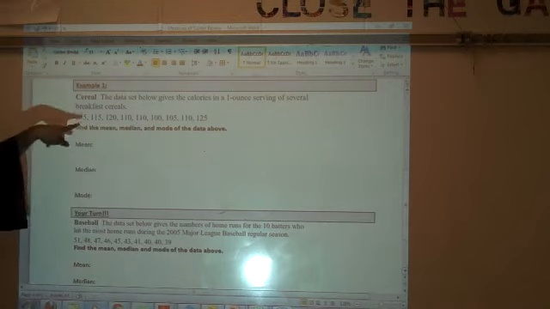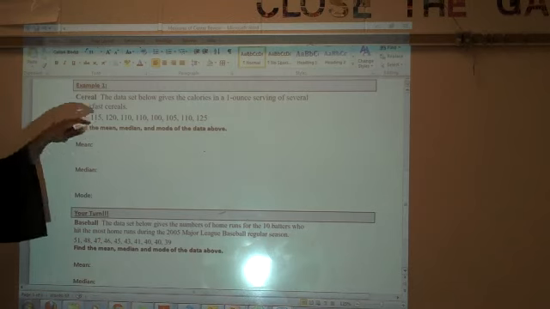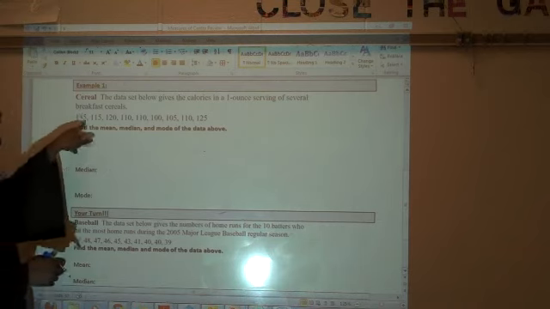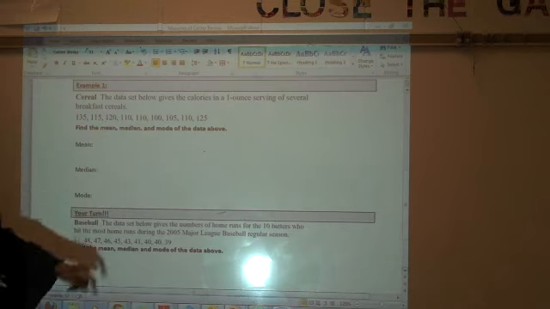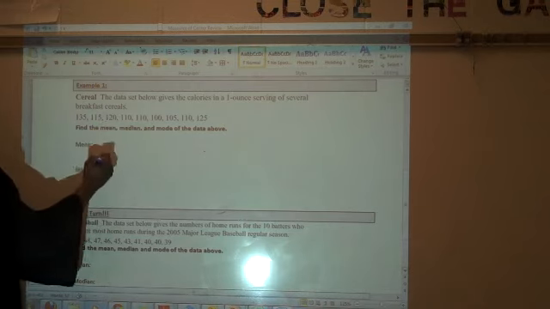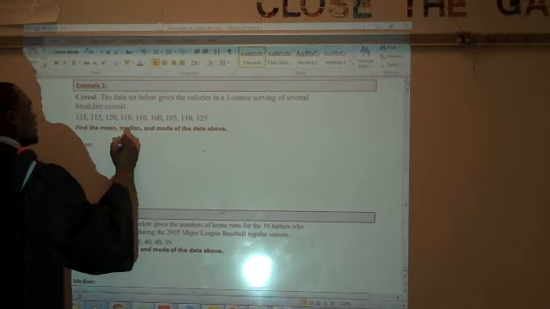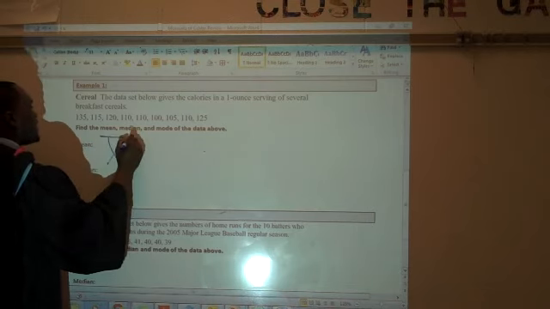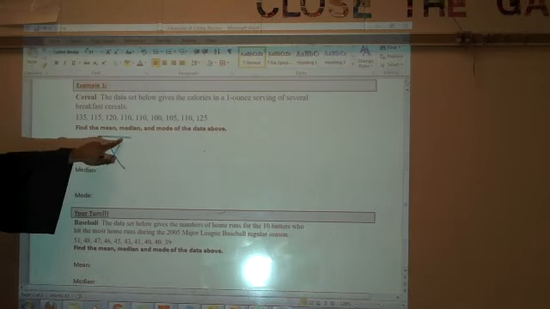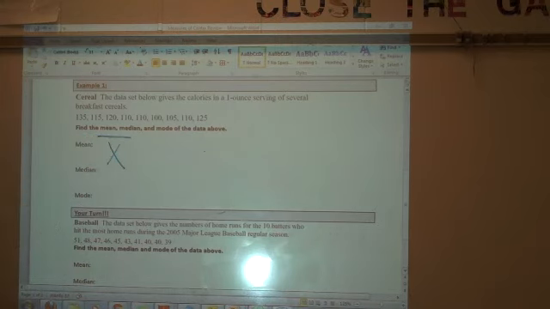I'm going to call each one of these, 135, 115, 120, an observation. So I want to calculate the mean of this data set. If I want to calculate the mean, here is the symbol that I want you to use. The mean symbol is going to be X bar, X with a little bar on the top. So X bar is going to be our mean.